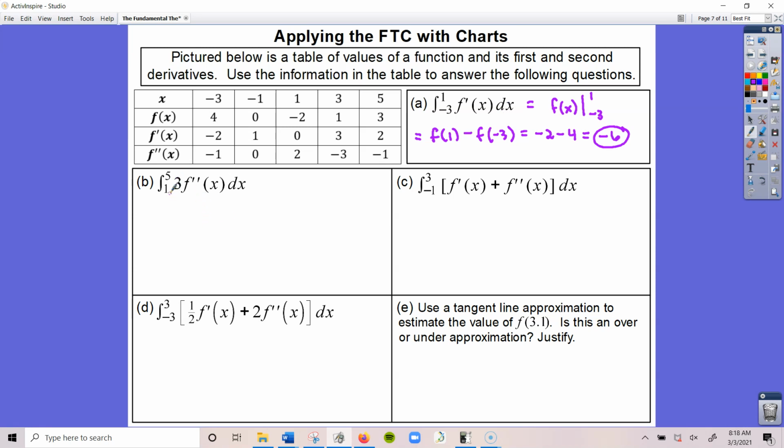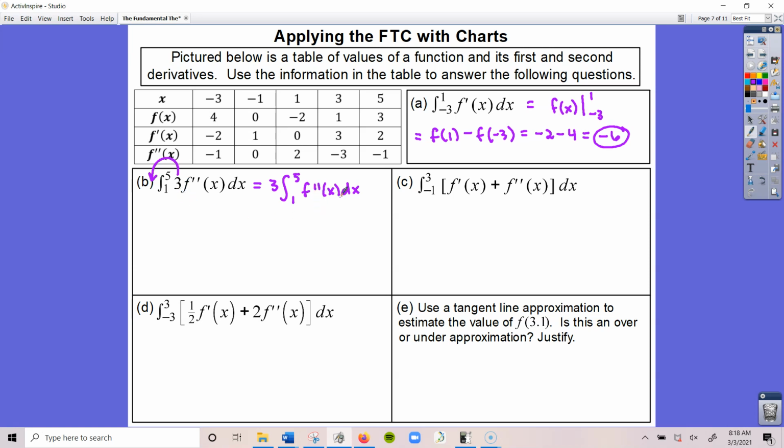Now here we have the integral from 1 to 5 of 3f double prime of x. Now 3 is just a constant, so we can take that constant and move it to the outside. So this is the same thing as saying 3 times the integral from 1 to 5 of f double prime of x dx. Now you can do that or you can leave it, it's completely up to you. But regardless, constants, coefficients just kind of tag along whenever you're finding derivatives or antiderivatives.